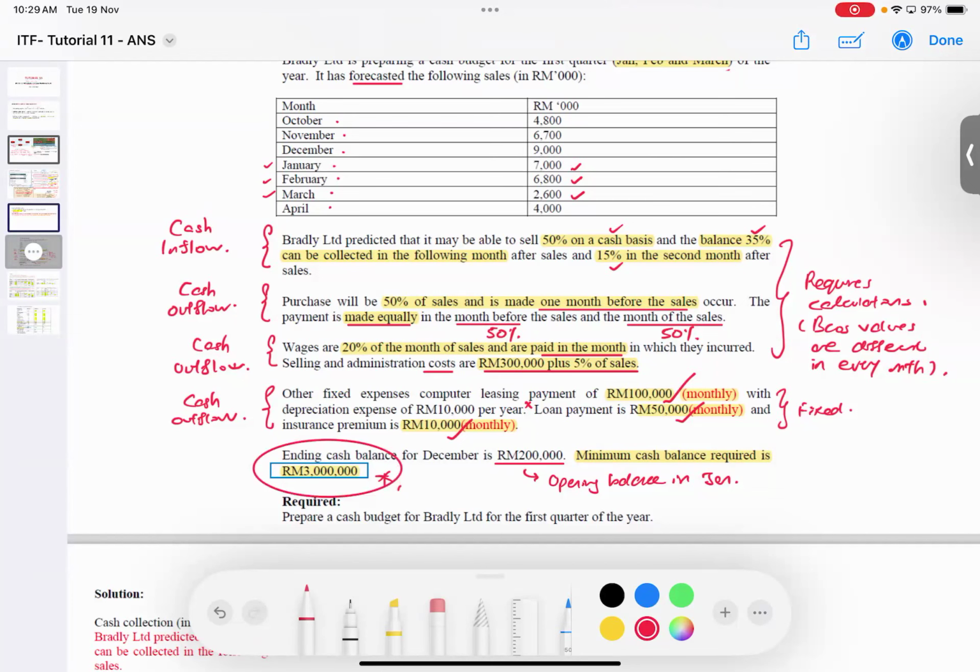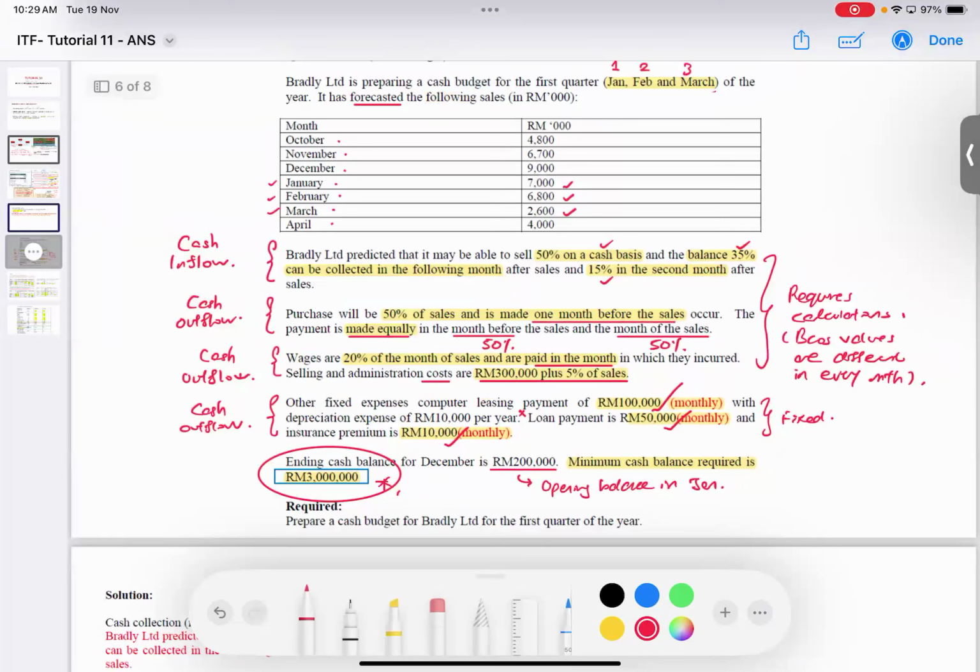Okay, now you have to prepare a cash budget. Before you prepare a cash budget, you will need to have all this information here, all the values, all the specific values here first.